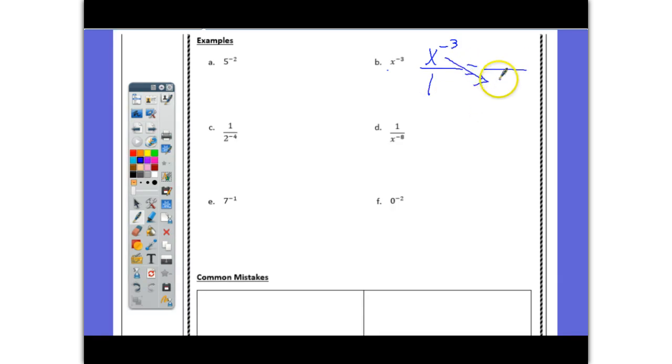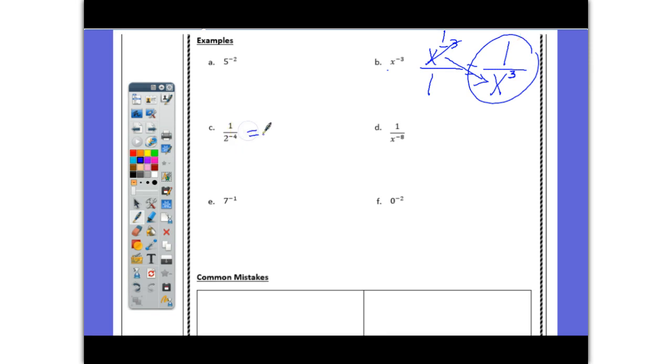So I'm going to have x to the what power? 3rd power, and that canceled out. What do I have up here? 1. So you should have 1 over x to the 3rd power. Don't forget its attitude. You have to have the 3rd power here. 1 over x to the 3rd power.